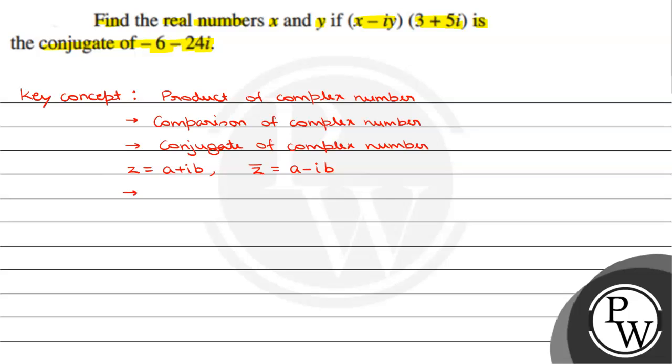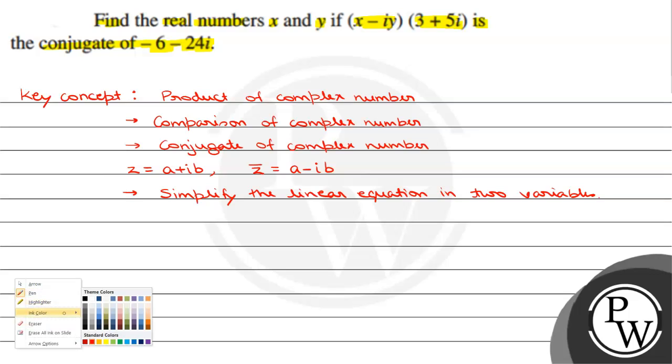the concept of how we simplify a linear equation in two variables. I am sure everybody must know how we simplify and find out the values of two variables in linear equations of two variables. We can use either the elimination method, substitution method or cross multiplication method to find out those values. So let's start solving this question.